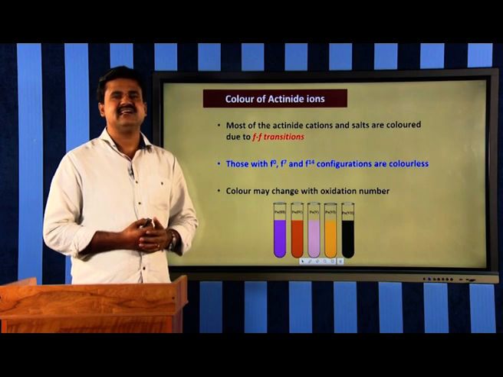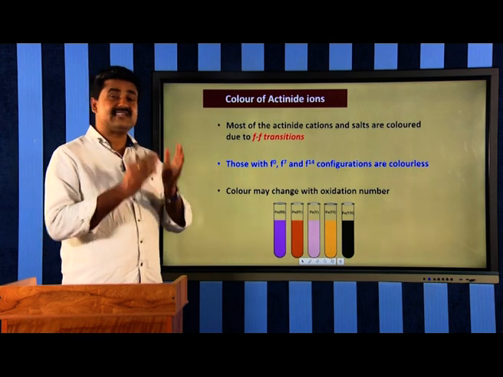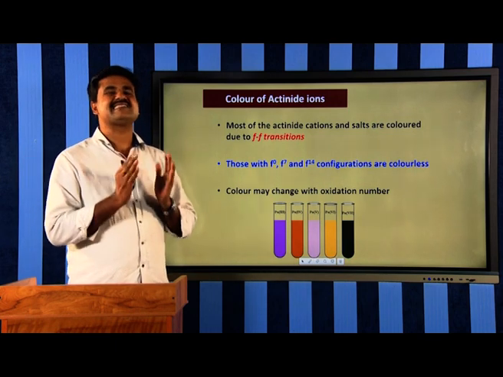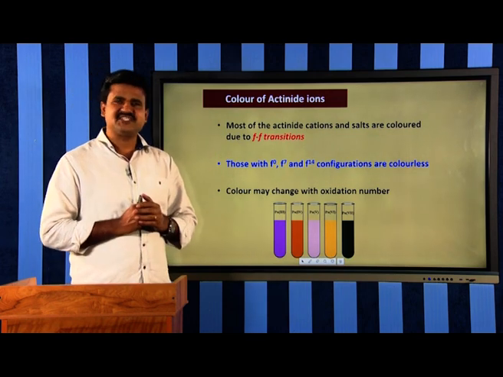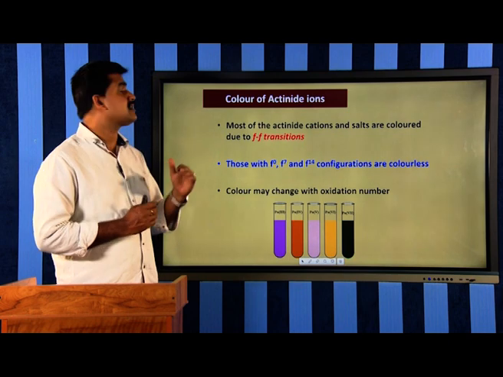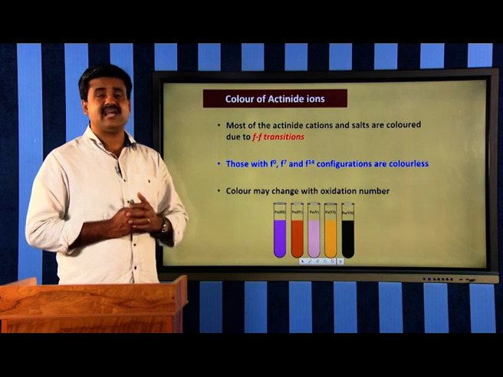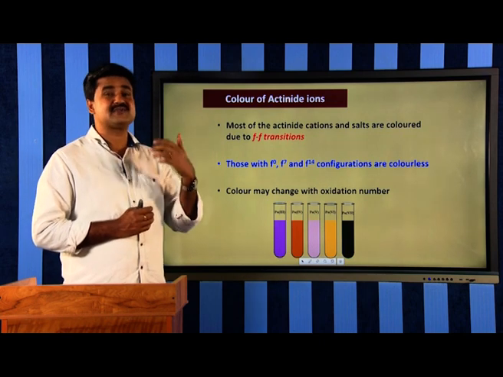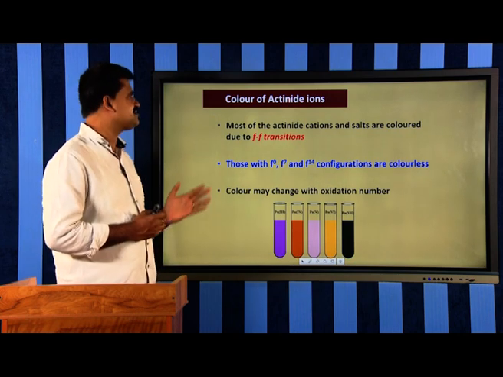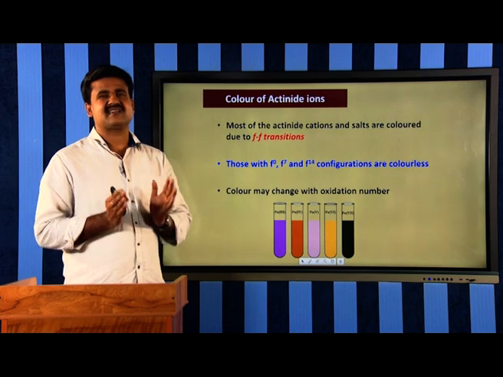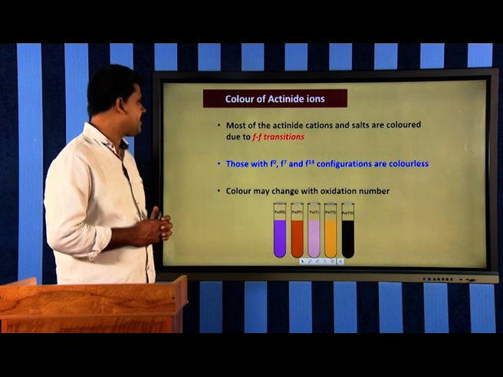Color of actinide ions. Definitely the electronic transition or electronic spectra that appears in the visible region is responsible for the color shown by actinide ions. Most of the actinide cations and their salts are colored due to f-f transition. Even though it is forbidden by the Laporte rule, the f-f transition occurs due to some relaxation, and that relaxation produces color. Hence we can conclude that most of the cations are colored due to the so-called f-f transition.